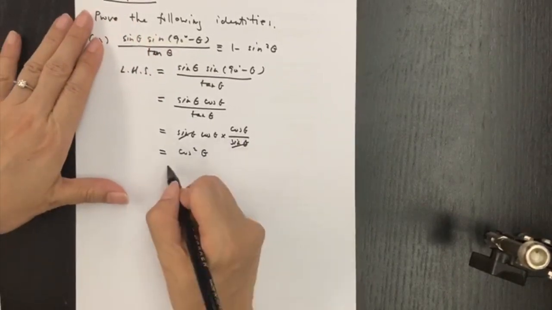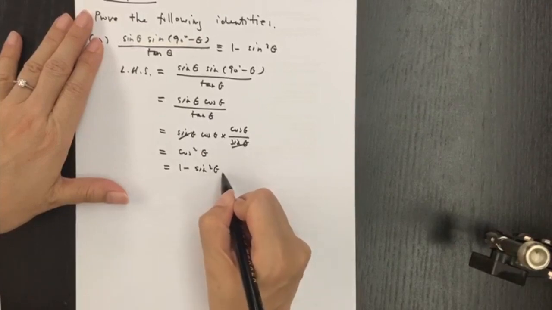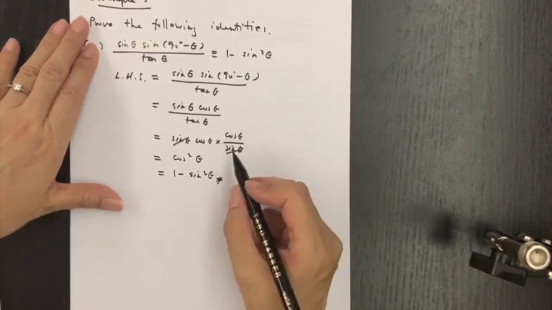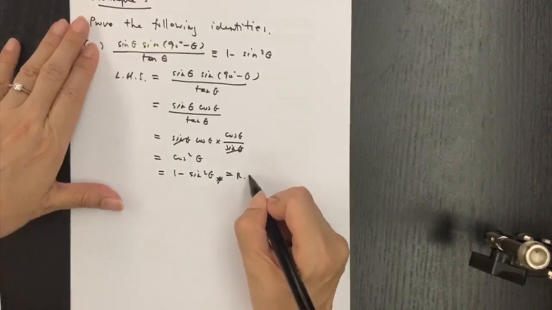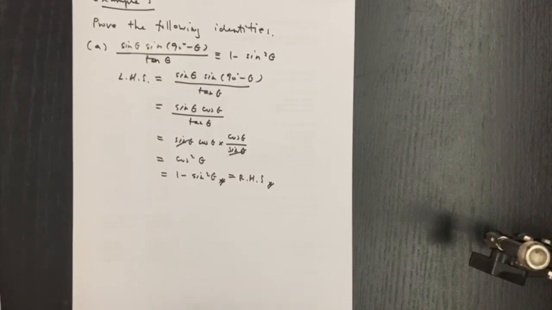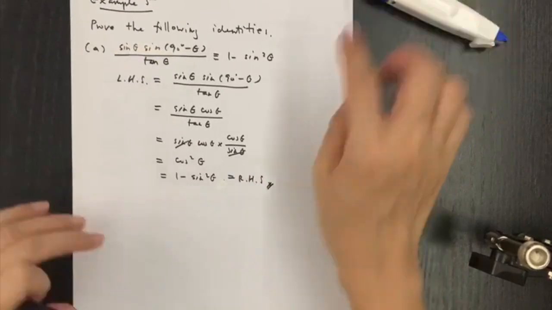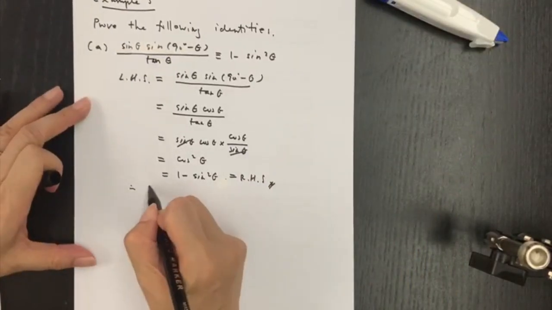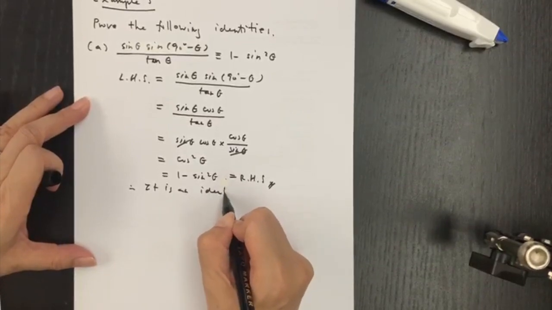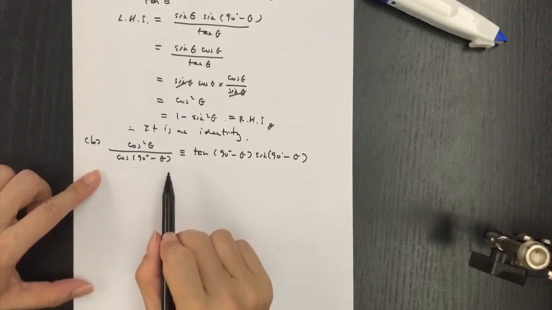And what is cosine square theta? Which is same as 1 minus sine square theta. So look at this. It is exactly same as the right hand side. So I have to move my equal sign. Here, therefore, it is an identity. Okay, now we have the final question.